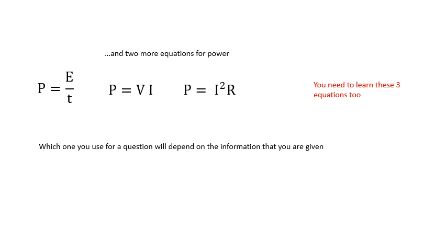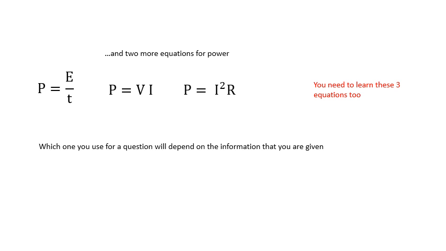We've got power is energy transferred over time. We've got P equals VI, voltage times current, and we've got P equals I squared R. If you want to work out the power, which equation are you going to use? Well, you really need to know your equations, and basically you look at the information that you're given. If you're told the voltage and the current, then you'll use P equals VI. If you're told the current and the resistance, then you'll use P equals I squared R.